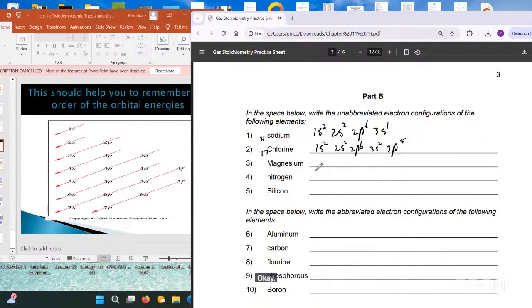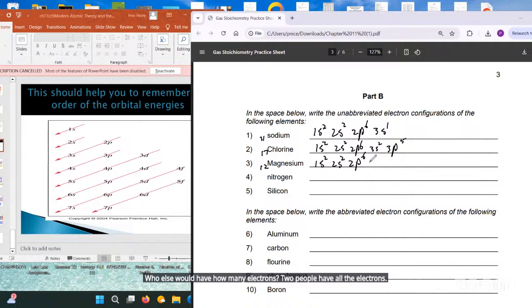Okay, so let me see if you can do magnesium. What's the first thing you look for in the case of magnesium? The atomic number, not weight. So what's the atomic number of magnesium? 12, all right? Okay, so that means what? 1s would have how many electrons? 2s would have how many electrons? 2p will have how many electrons? And then 3s would have how many electrons? 2, and that's it. All right?